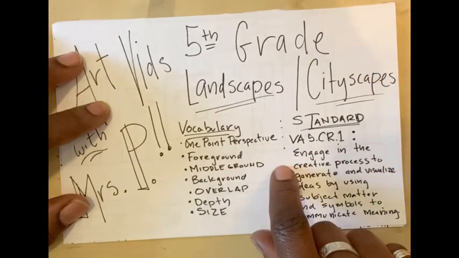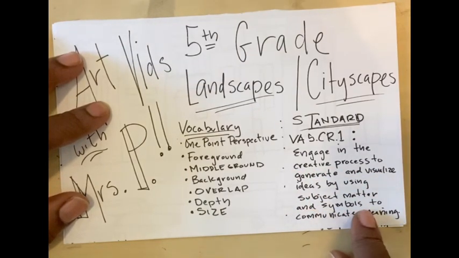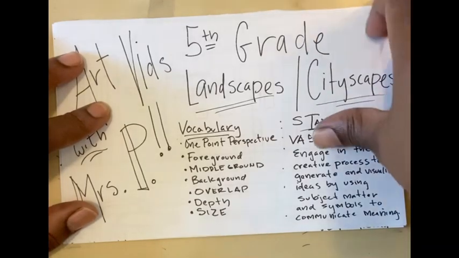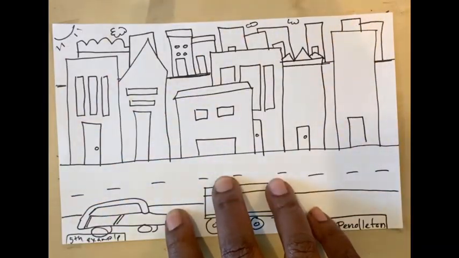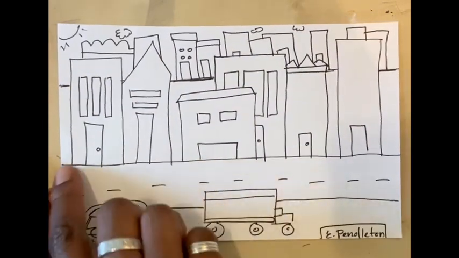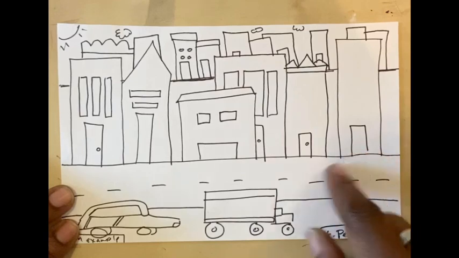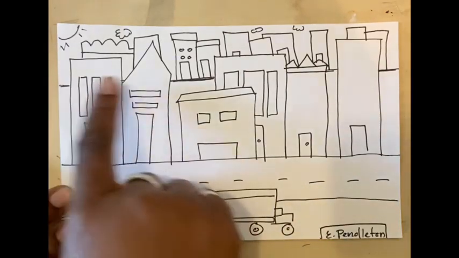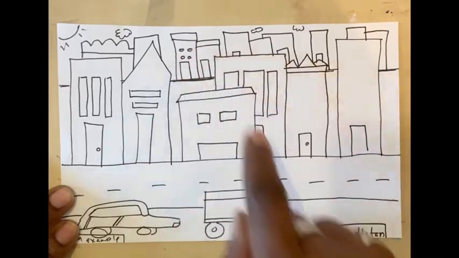We talked about this standard, Visual Arts 5, creating 1, engaging in the creative process to generate and visualize ideas by using subject matter and symbols to communicate meaning. So last week we started working on our cityscape. We talked about a horizon line, the line that goes across your page to let you know where the sky ends and the ground begins. We talked about 2 horizon lines because you were adding things to the background as well.